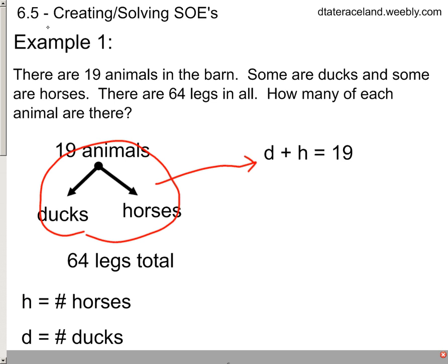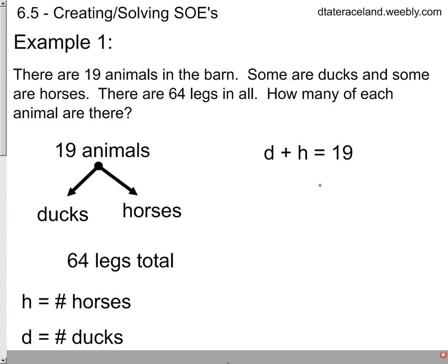So we need to come back and make the second equation, because right now I can't know exactly how many ducks and exactly how many horses. I just have scenarios where it could be 0 ducks and 19 horses, or 1 duck and 18 horses. I've got all of those, but I need another equation so I can solve the system of equations and know exactly how many ducks and how many horses together equal 64 legs.